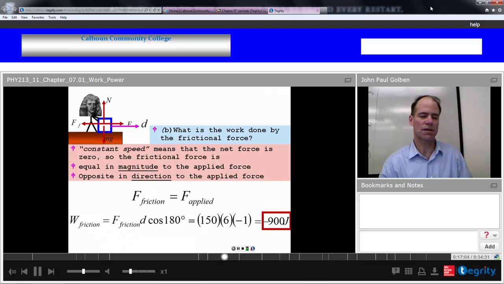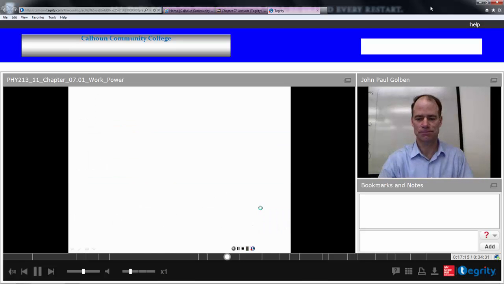So the net work done on this box would be 0. So you're pushing on it, 900 joules of work, friction is pushing on it, negative 900 joules of work, total work 0 joules.